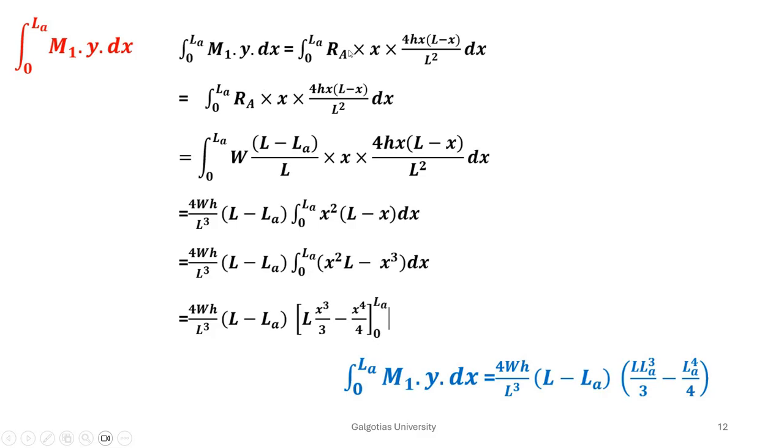Here you can see that m1 is nothing but RA times x. Then you multiply it with the expression for y. You substitute the value of RA. Then after evaluating everything, finally you get 4wh by L cube into (L minus LA) multiplied by (LA cube by 3 minus LA power 4 by 4). So this is the expression for the first term of the numerator.